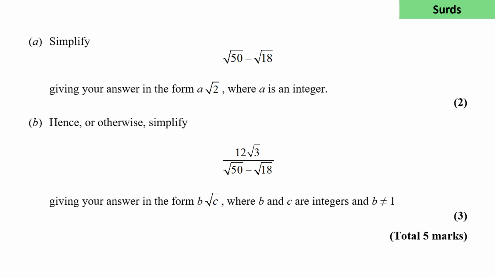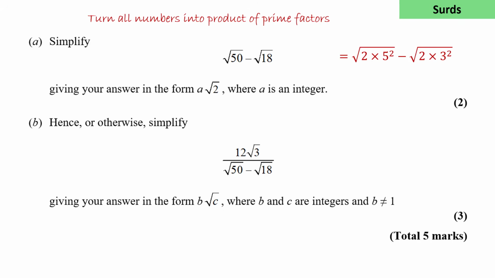Similarly with surds, converting the numbers into prime factors, we get the square root of 50 minus the square root of 18 equals the square root of 2 times 5 squared minus 2 times 3 squared. We can take the 5 and the 3 outside of the surds to give us 5 root 2 minus 3 root 2, which is 2 root 2.